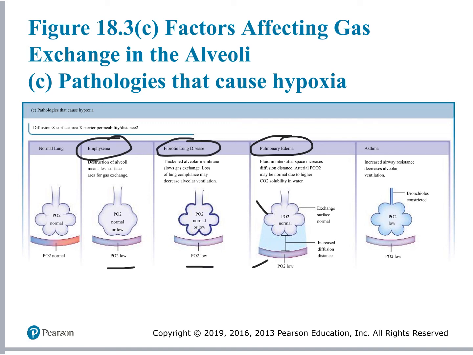So now the distance between the alveoli and the pulmonary capillary is increased. If you increase the distance of diffusion, then it makes the diffusion process slower and it causes low levels of oxygen in the system.